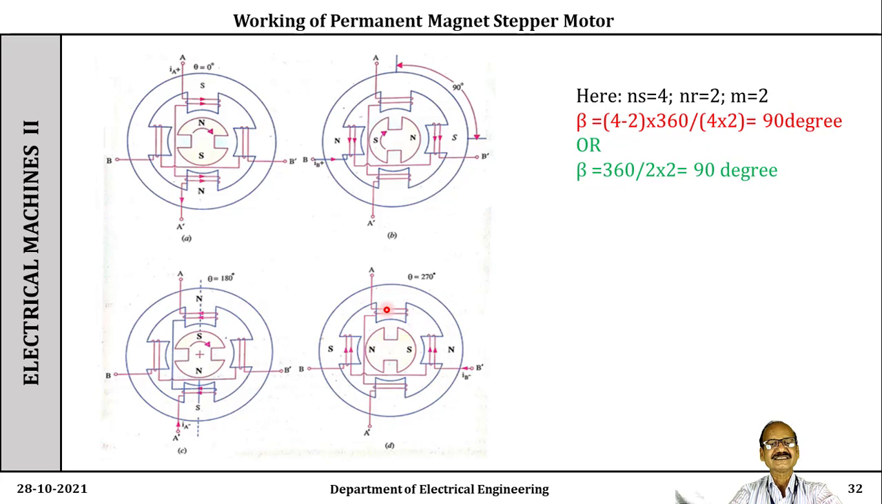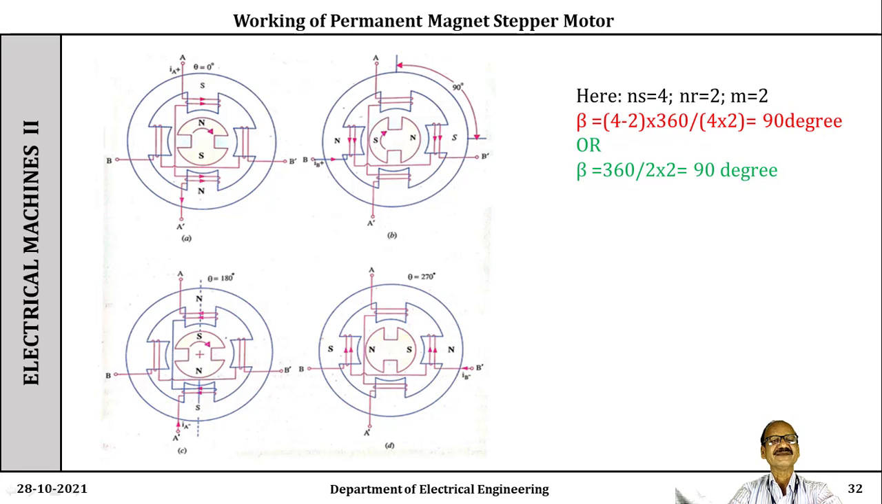This north and this south will attract, and here it creates the south pole, so it creates the north pole here, so this will also attract, and the rotor will further rotate through 90 degrees, thereby completing the 360 degrees, which is not shown here. You can observe here it will be a complete rotation of 360 degrees.